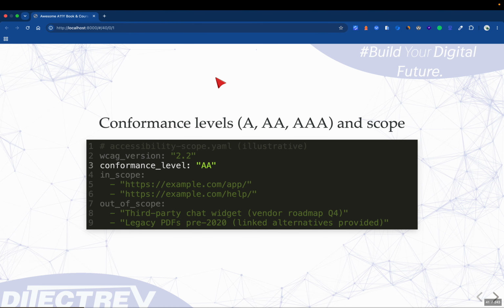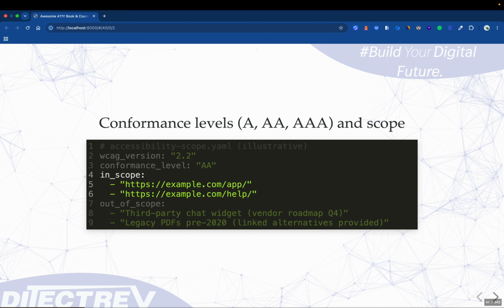So you define the version, the conformance level you want to have, and some other things. For example, scope, because conformance is always claimed for a defined scope: a list of web pages, a product, some part of the product, or a documented set of views or states. You cannot claim that the entire portal or the entire company conforms to, for example, AA, without saying to which pages, which level, and under which conditions.